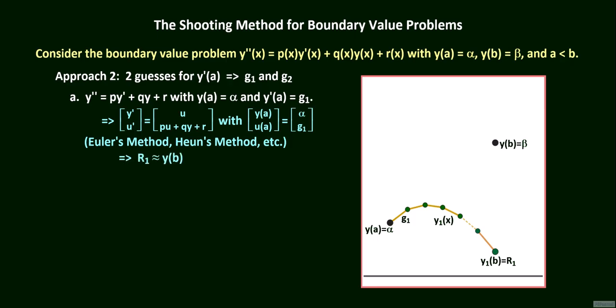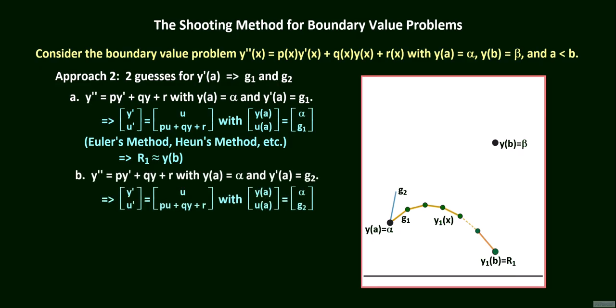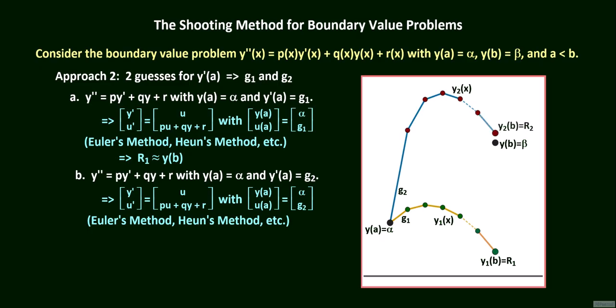If r sub 1 ends up being equal to beta, then y sub 1 will be the shooting method solution to the boundary value problem. Otherwise, we aim a second time, using a different guess g sub 2 for the value of y prime of a. We solve this second initial value problem with the same method that we used to obtain the estimate r sub 1 for y of b. Now suppose that this time we get the solution y sub 2 and the approximation r sub 2 for y of b.